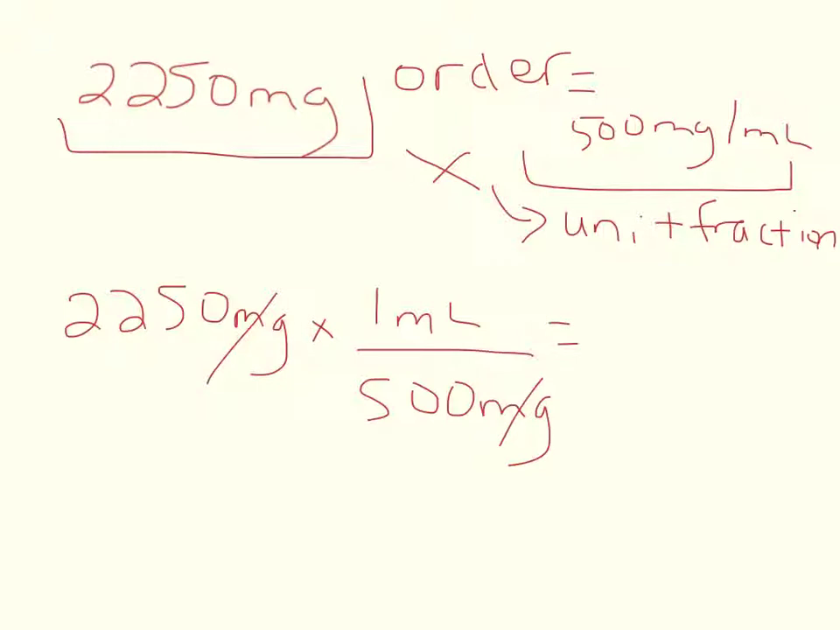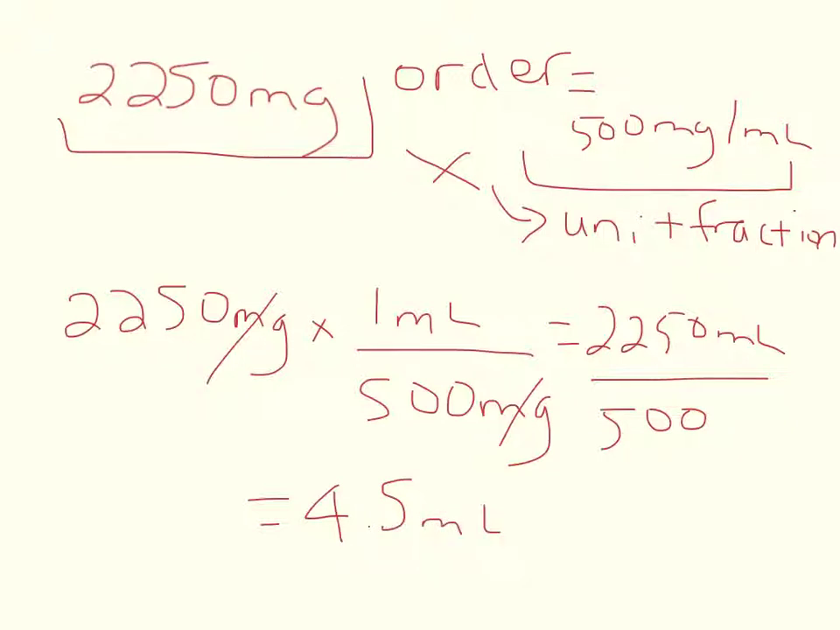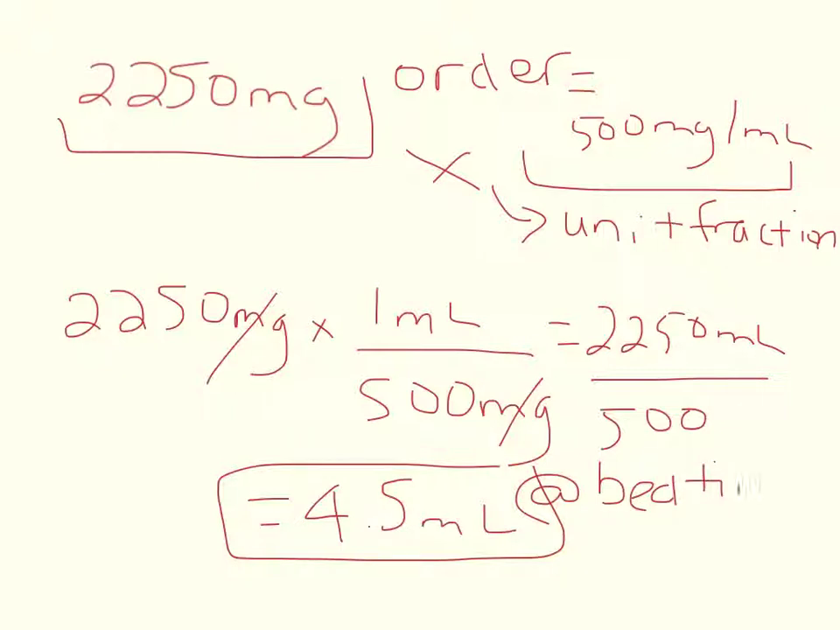We then get, if we multiply 2,250 by 1, we get 2,250 milliliters. Don't forget your units, and we can divide that by 500. And our final answer to that would give us 4.5 milliliters. So to answer this complete question, what we would say is you would administer 4.5 milliliters at bedtime when the patient is in bed, and then again 4 hours later.